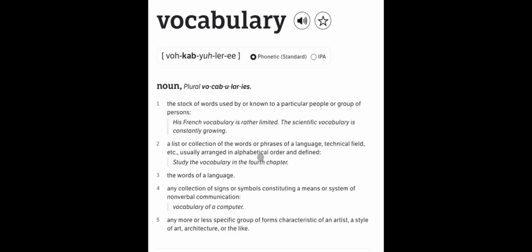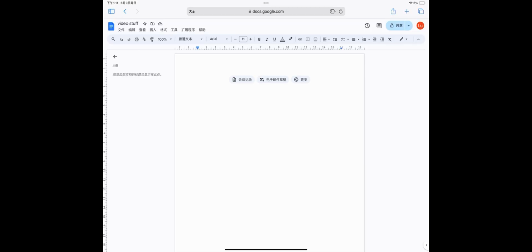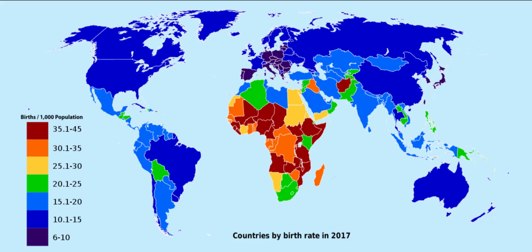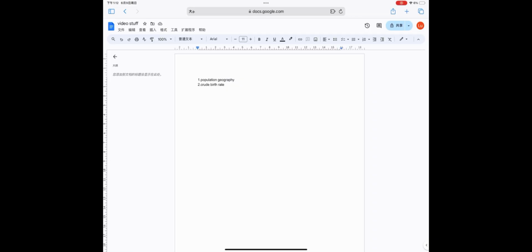First, we have to get some vocabulary out of the way. Our first vocabulary is, well, the topic of the video, population geography. Population geography is, as its name suggests, the geography of population. Our second vocabulary is crude birth rate. Crude birth rate is how many births per 1,000 population, or how many births per 1,000 people. And as the word crude suggests, it might not be the best way to measure birth rate.